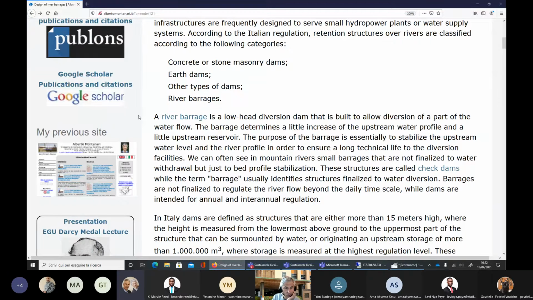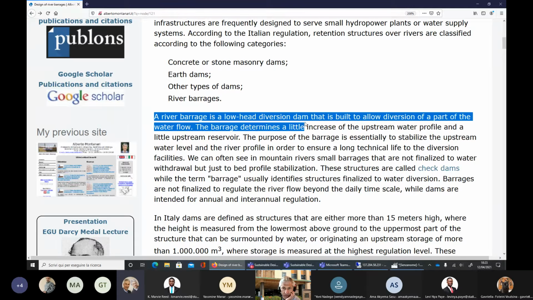And here is the definition in Italy. A river barrage is a low head diversion dam. Low head, okay? That is built to allow a diversion of a part of the water flow. So barrages in Italy are called traverse. When we say una traversa, we mean that it's a diversion facility. So the purpose is to divert part of the flow.